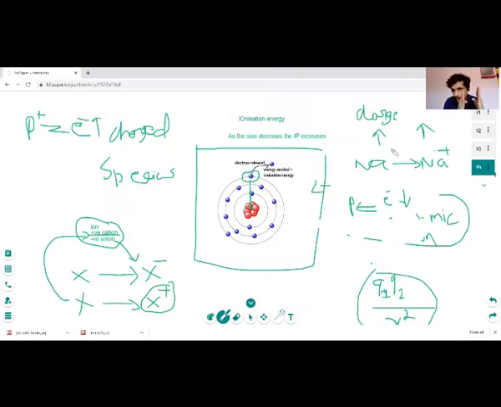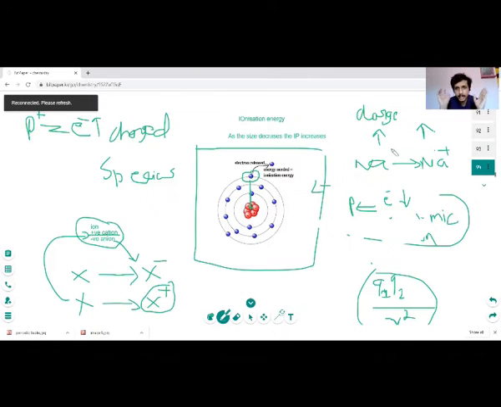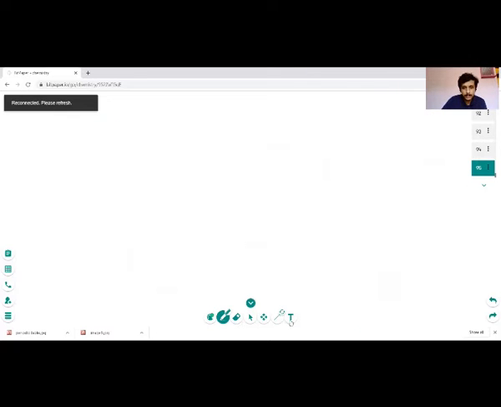As the size increases, IP decreases. As the size decreases, IP increases. And as the charge increases, IP increases. This is for cations. Ionization potential is for cations. Let's go to anions. What happens to anions?